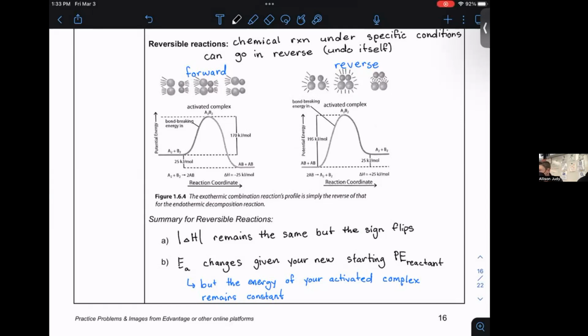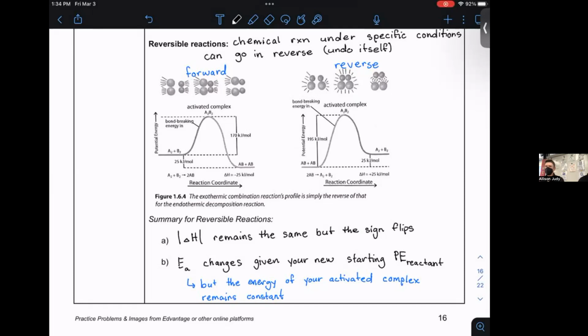I don't know what the little lines are for, but you can see that in both cases, and it's also rotated like 90 degrees, the activated complex is the exact same in both situations, regardless of whether it goes forwards or backwards. So the activation energy of the reaction remains the same, whether or not you flip it. You have a question, Alice?